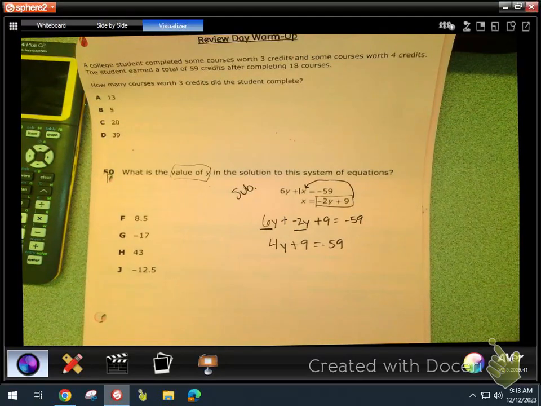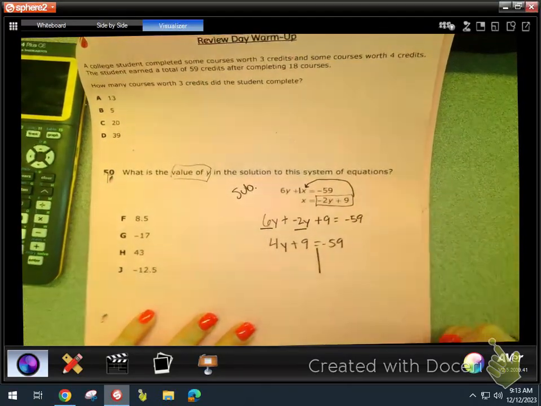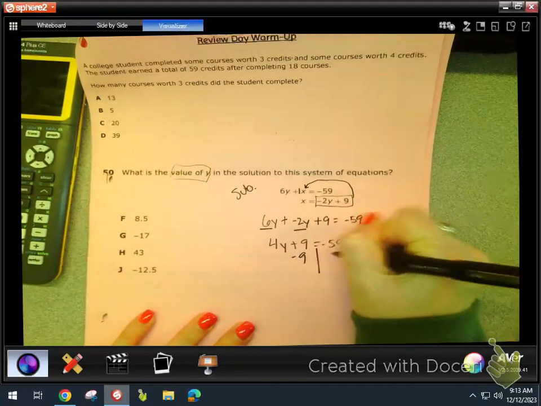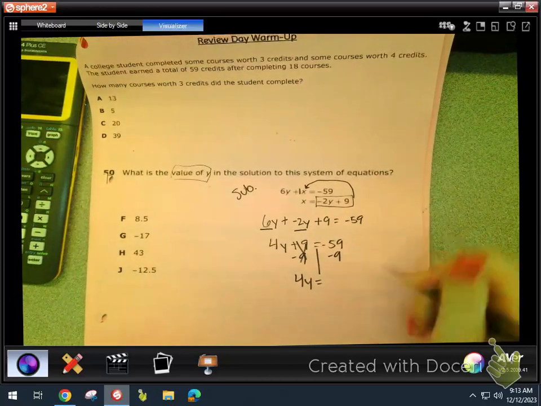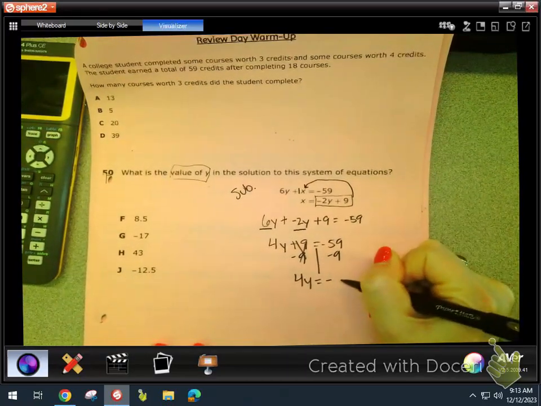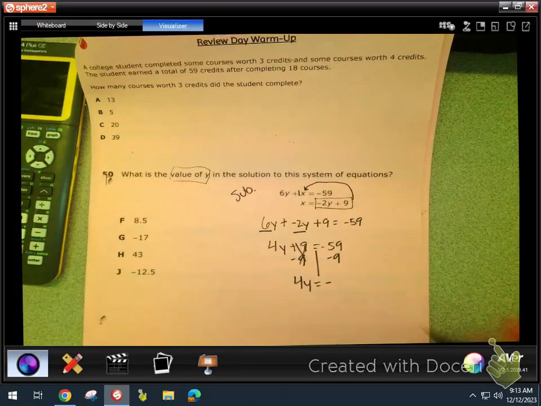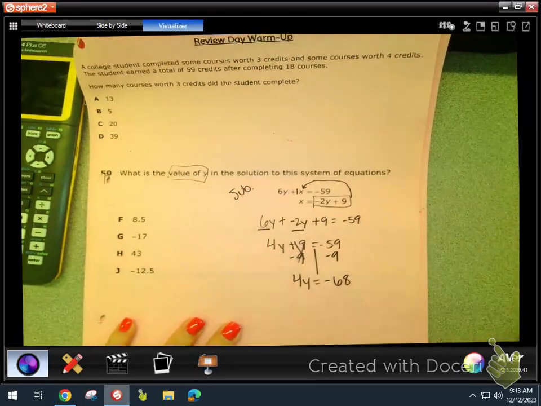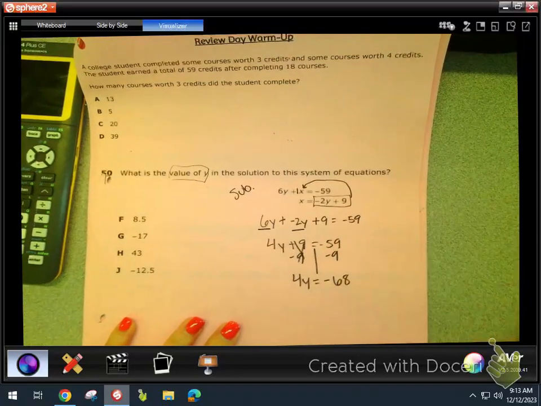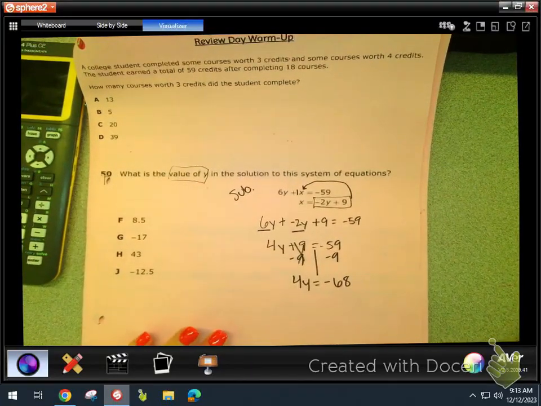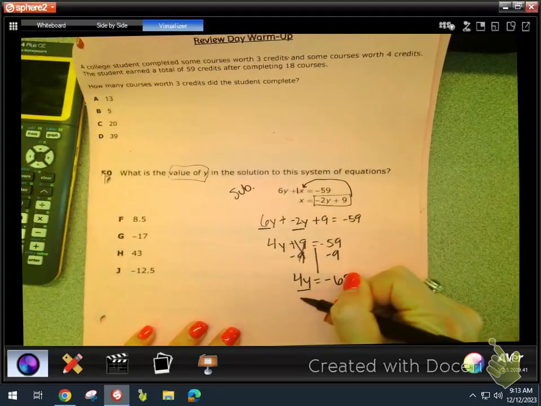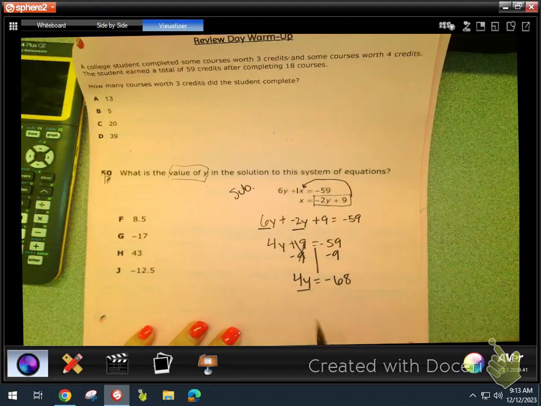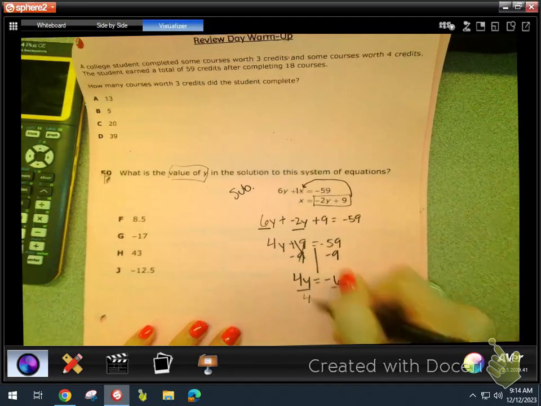What do I do now? Heidi? Minus 9. That gives me 4y. Negative 59 minus 9 is what? 50. What? 50. No, it's negative 59. Negative 68. Did you see the negative right there? You gotta be careful with those 2 negatives. They probably put that as an answer choice, I bet. And then what do I do? Jahan, what's next? By? 8. No, 8. Number next to y.